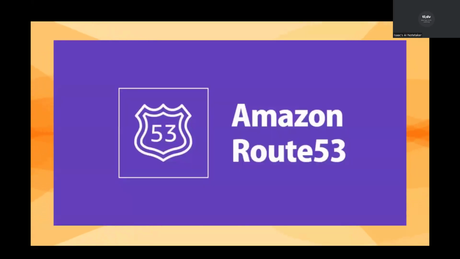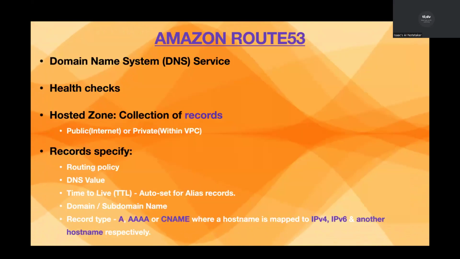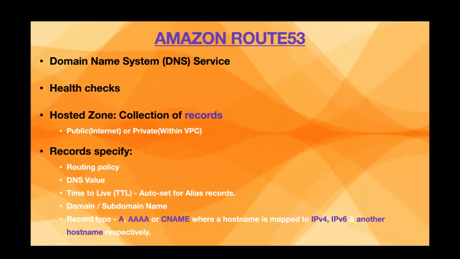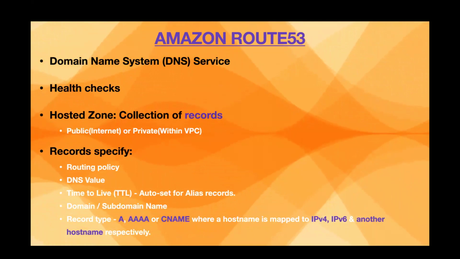Good evening, guys. Please, can you hear me? Yes, we can hear you. Okay. So we're doing Route 53 today. Amazon Route 53 is a domain name service and a domain name system service, and that is responsible for translating domain names into IP addresses.